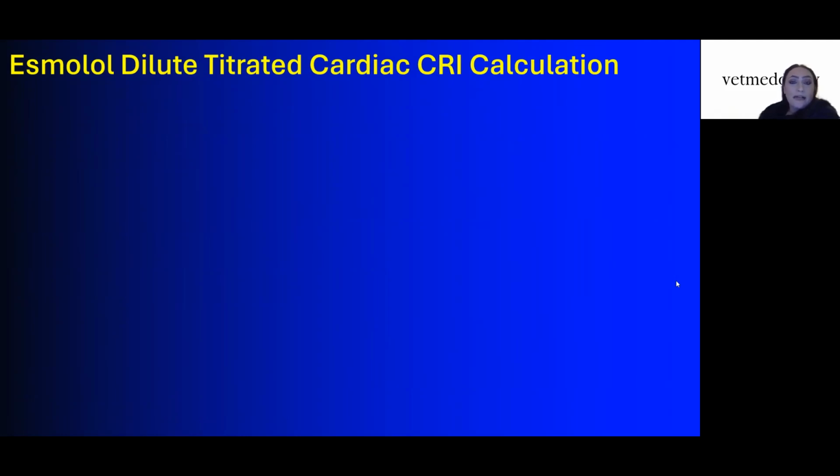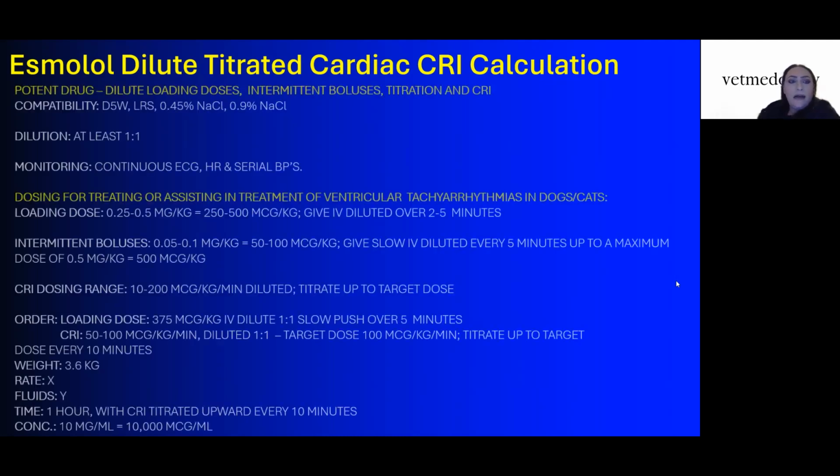Esmolol dilute titrated cardiac CRI calculation. So this is where things really start to be advanced, basically. I honestly don't know too many techs that really know this math that well. So this is a great opportunity to learn it.